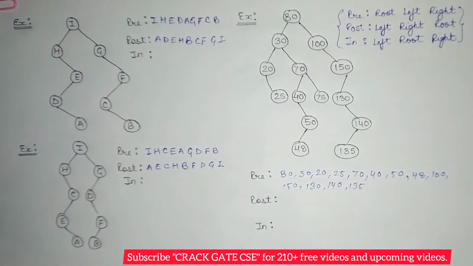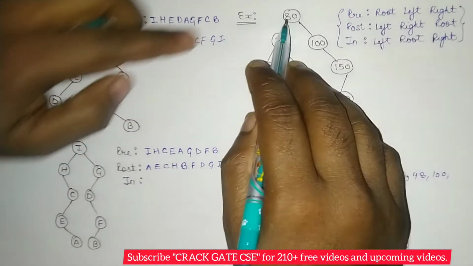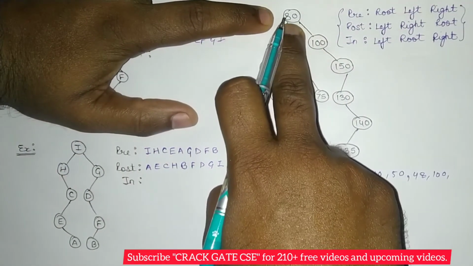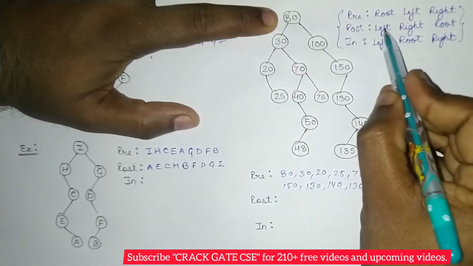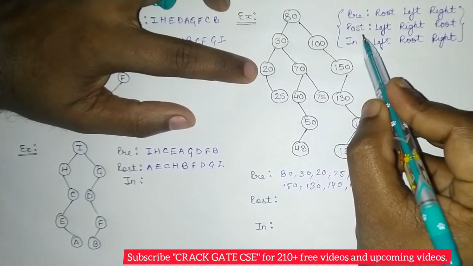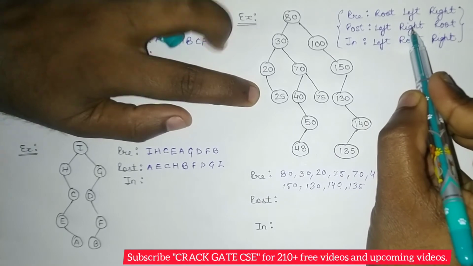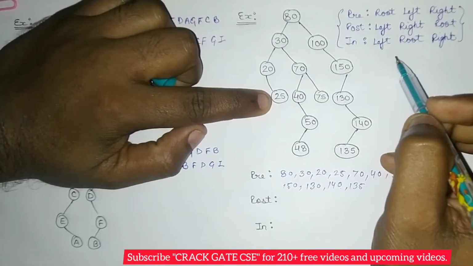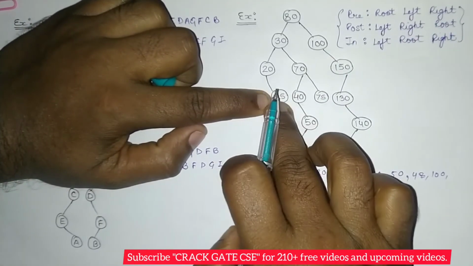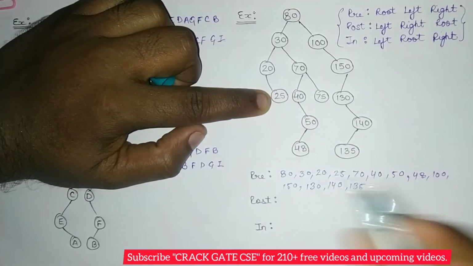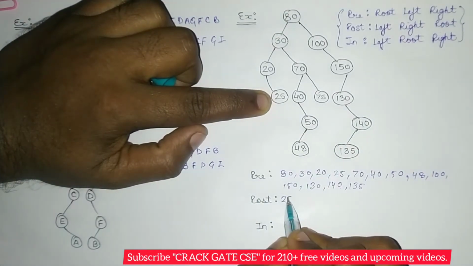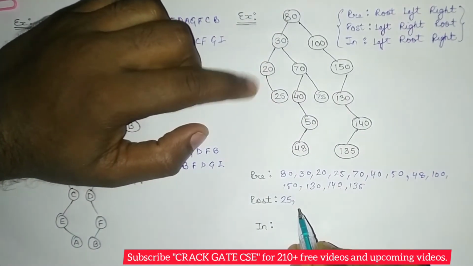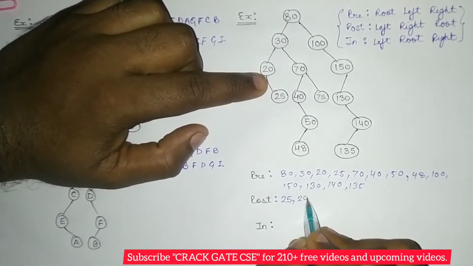Similarly you can do this for the third example as well. So try to do all these on your own, so that you can have a clear idea how things are working. So with the third example also, go to the node, check left, left exists, move, left exists, move, left exists, no, move on to the right. Now this is the leaf node, so if there is no left and no right, print the root, so 25. So for 20, left is done, right is done, print 20.